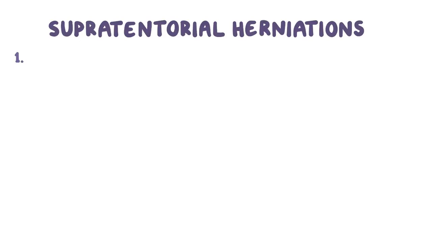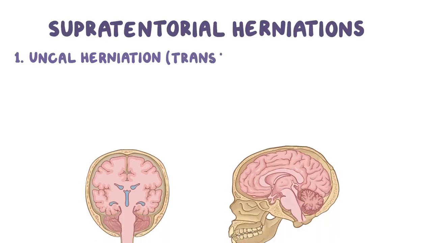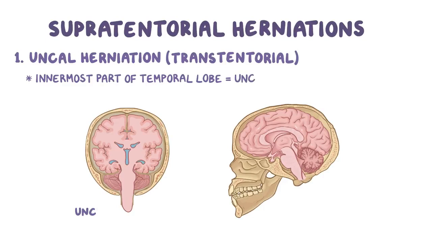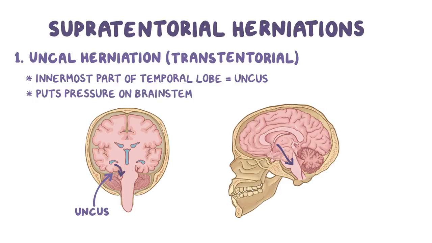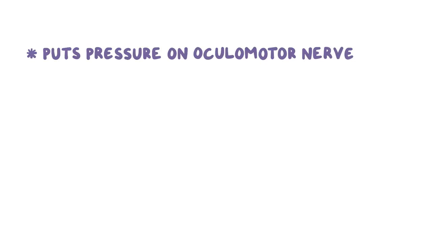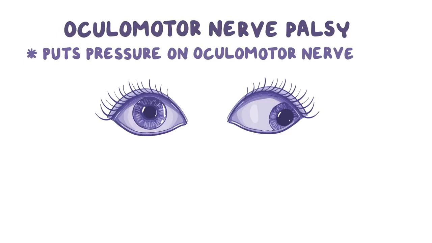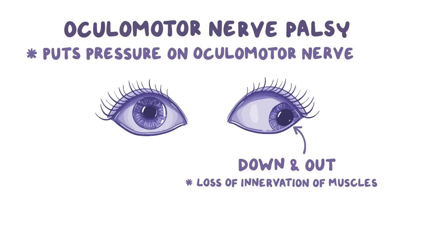The first type of supratentorial herniation is uncal herniation, also referred to as transtentorial herniation. In this, the innermost part of the temporal lobe, called the uncus, slips down toward the tentorium and puts pressure on the brainstem. The uncus can squeeze the oculomotor nerve, resulting in an oculomotor nerve palsy. In oculomotor nerve palsy, the eyeball is in a down and out position due to a loss of innervation of muscles controlled by the nerve. Also, the affected pupil becomes dilated and fails to constrict in response to light.